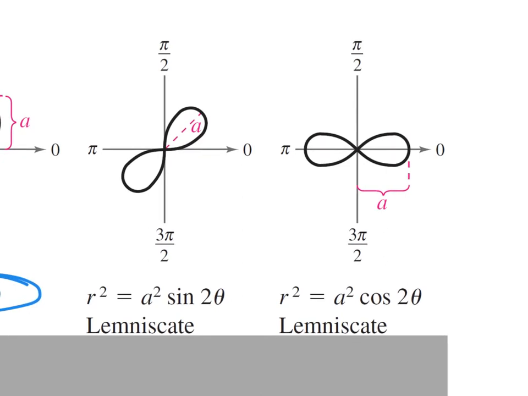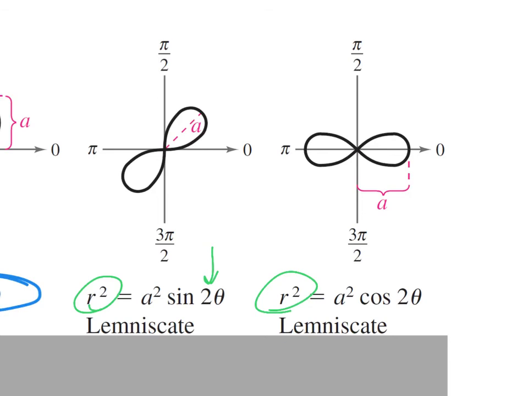And then the last kind are called lemniscates. These lemniscates look like infinity symbols. It's like a rose with only 2 petals. These are the easiest ones to figure out because they're the only ones that have an r squared. So if it's an r squared, it's a lemniscate. And again, it depends on if it's symmetric to the polar axis or the pi over 2 axis.